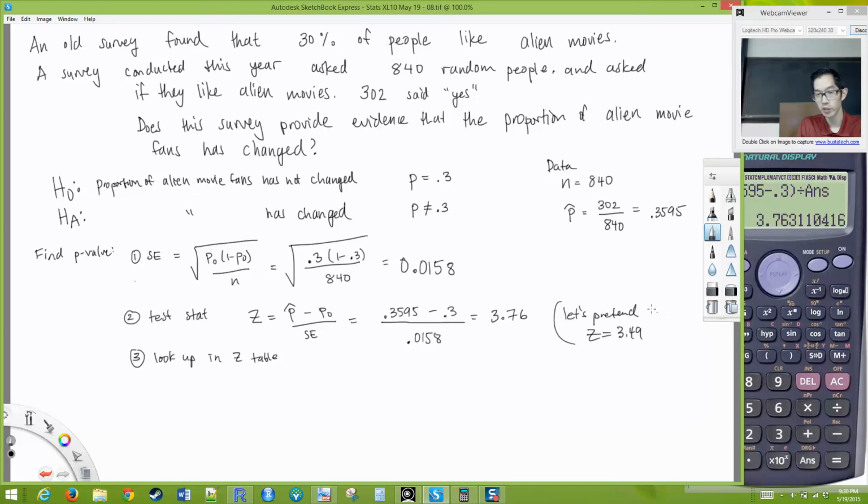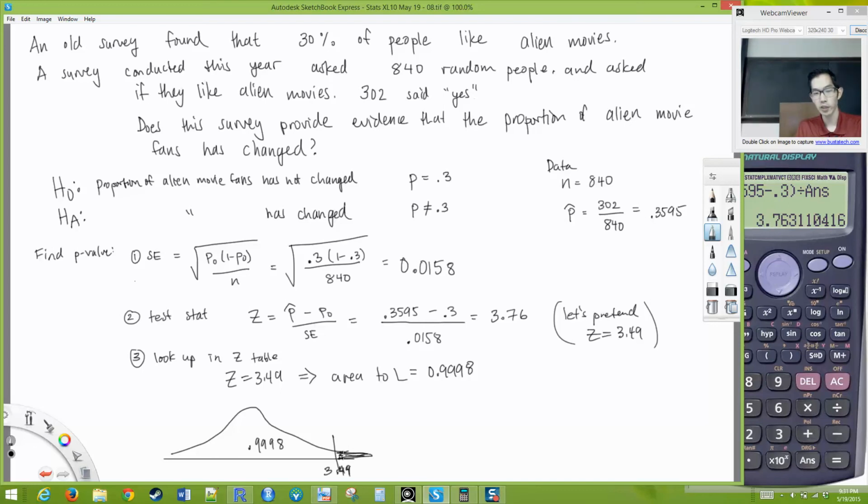If I look up z equal to 3.49, this gives me an area to the left equal to 0.9998. So flip back in your notes and it says if the alternative has a not equal sign, take your tail area and multiply it by 2. I got 3.76, but just so we can do some math here, we're going to pretend I got 3.49. Is that okay with you guys? So if I look up 3.49, I get 0.9998. How much is in this tail over here? 1 minus 0.9998 gives me 0.0002.